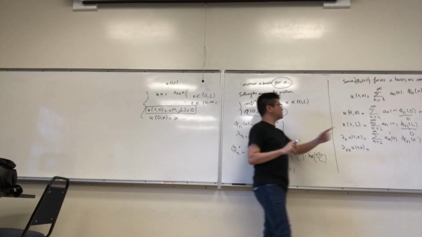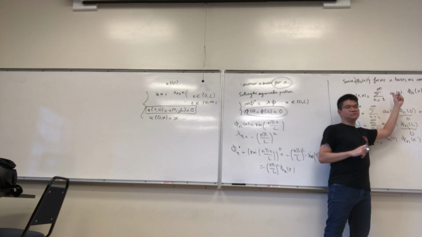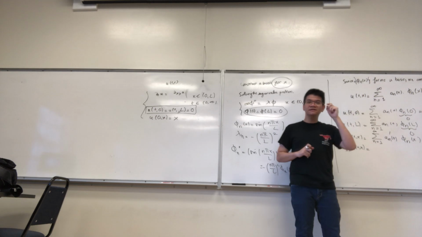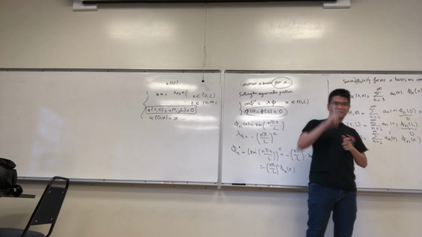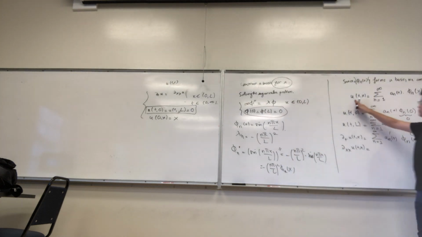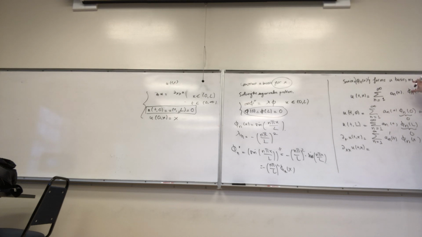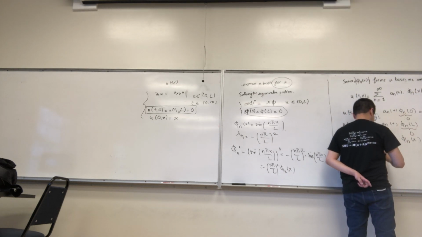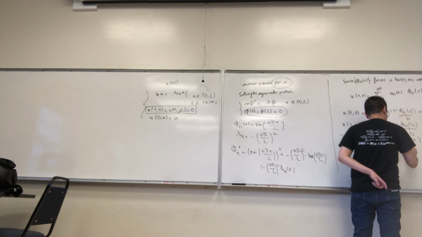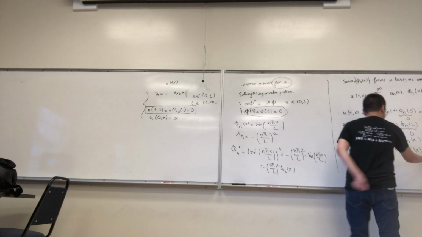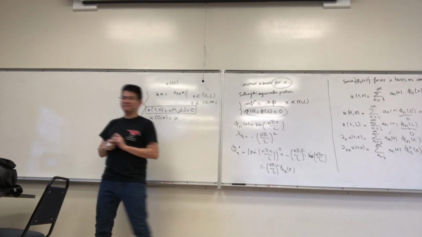Right, so I have this series, a_n phi_n, and I want to compute a second derivative. So I have u_x is this sum, right? And I want to take the derivative in x, which means that I have to take only the derivative of this guy, a_n(t) phi_n''(x). All right? So what is phi_n''(x)?